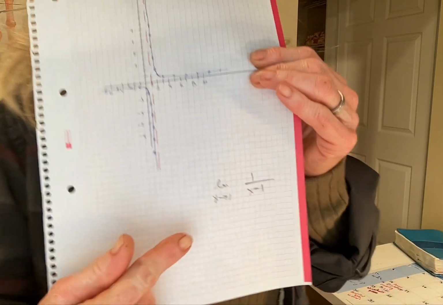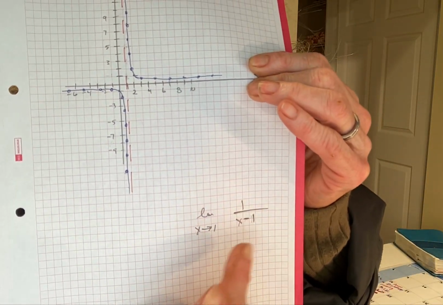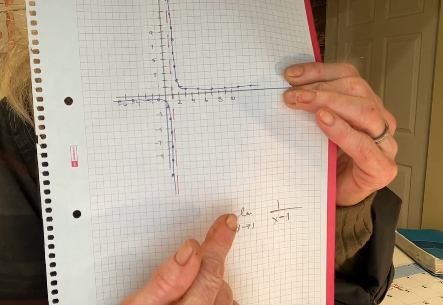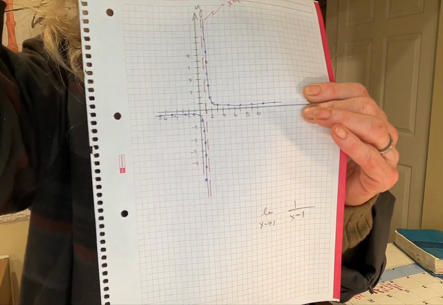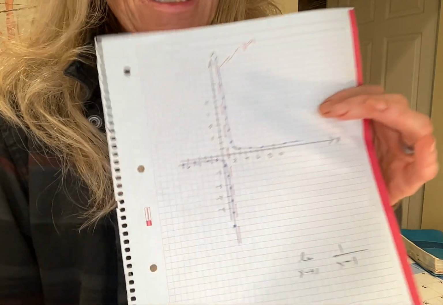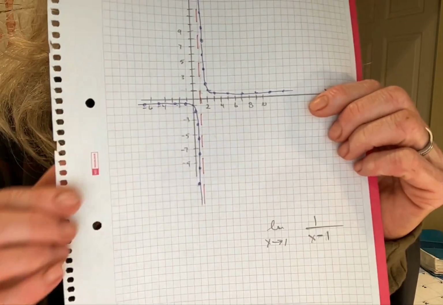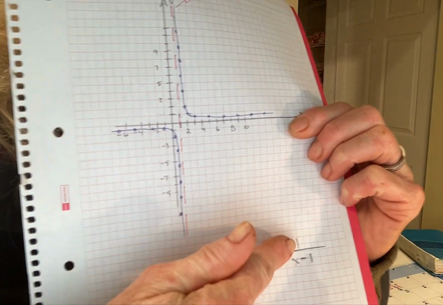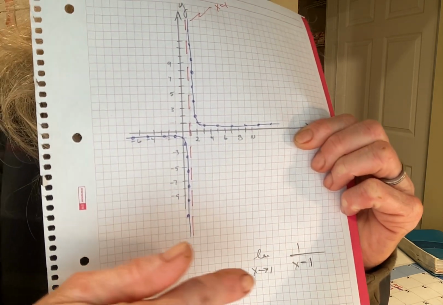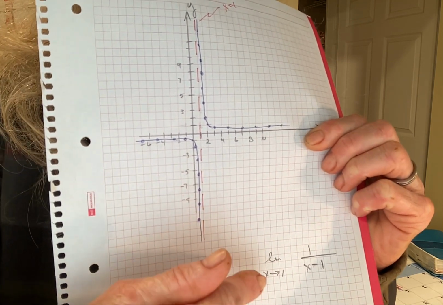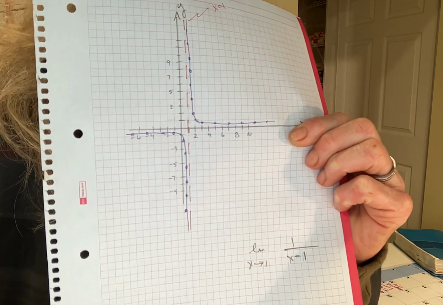This function is 1 over x minus 1. This is the limit as x goes to 1. So this is the function 1 over x minus 1, taken to the limit as x approaches 1 from each side.